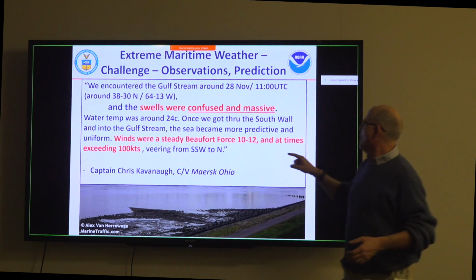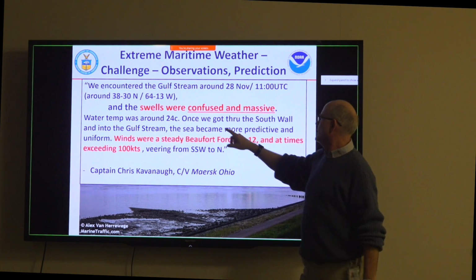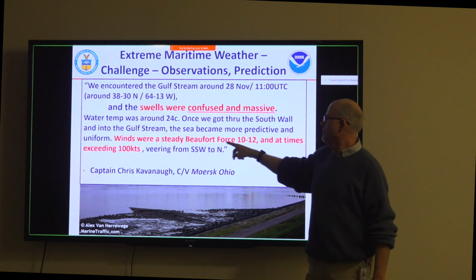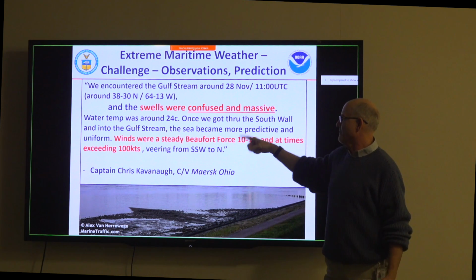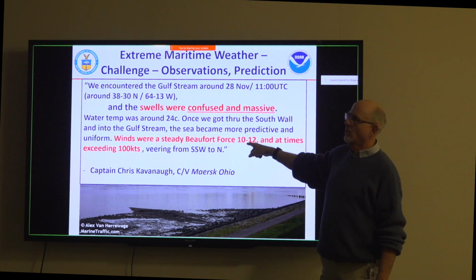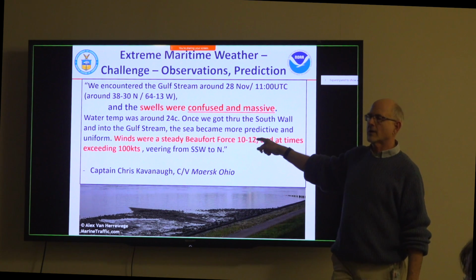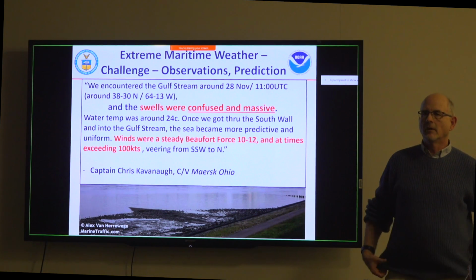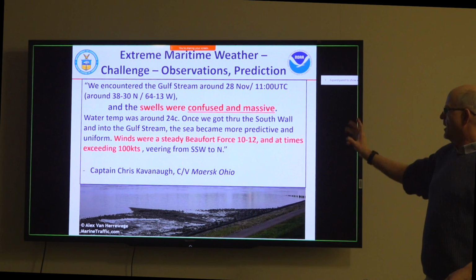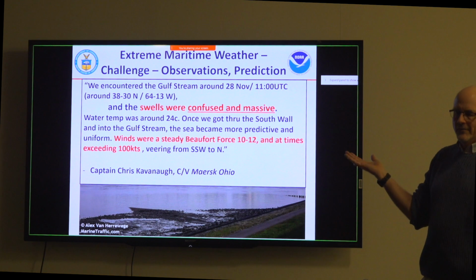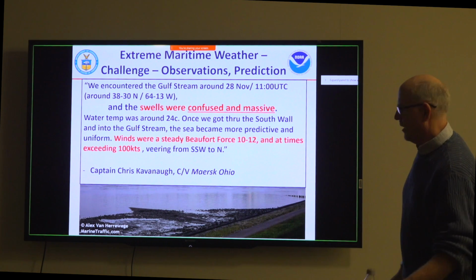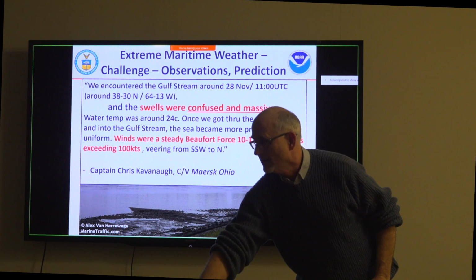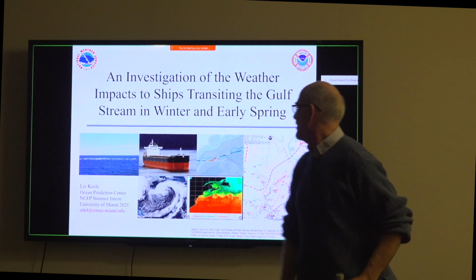So not only do we not see basically the confused and massive seas, we really don't have an observing capability except for perhaps the ship of seeing winds of that strength. I went back and looked at the scatterometers, and they were up around 45 to 50 knots, but no more than that. So what they're experiencing on the scale that they're at, just like all of us, is quite different than what typically we see in observations or predictions. I see Brian's nodding his head.